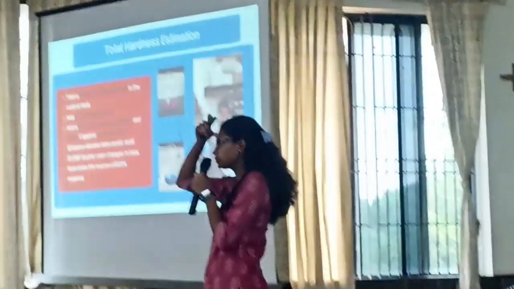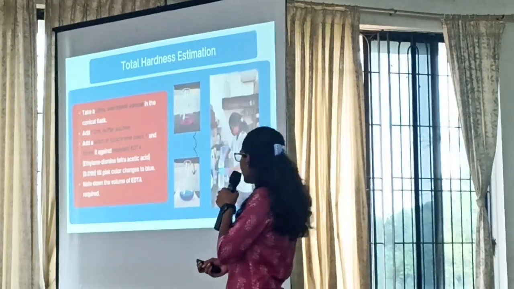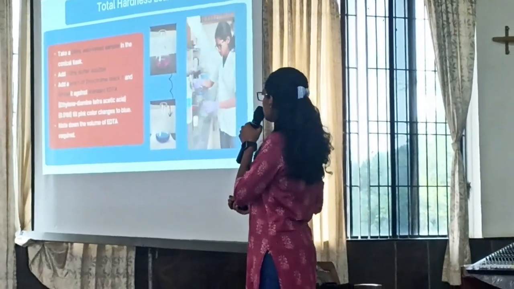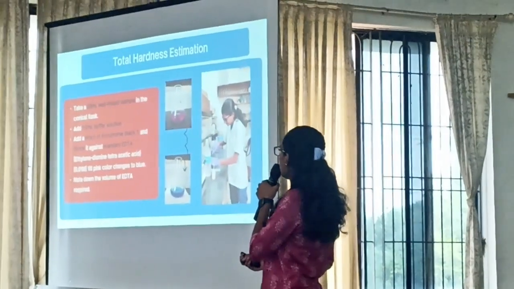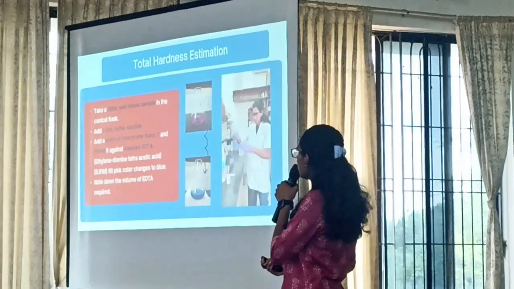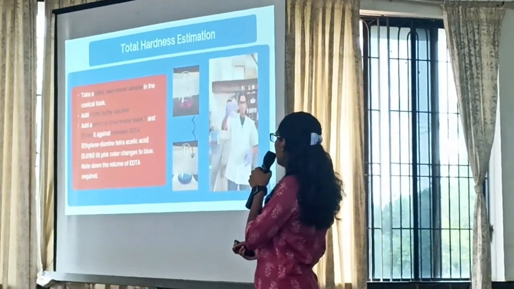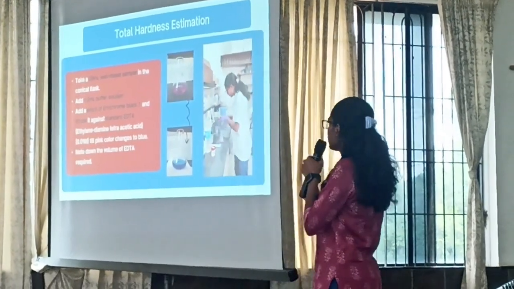here. To do this, first I am taking 25 ml of sample and I will be adding 1 to 2 ml of buffer solution. As an indicator, I am adding a pinch of Eriochrome Black T. Now that gives me a pink color.